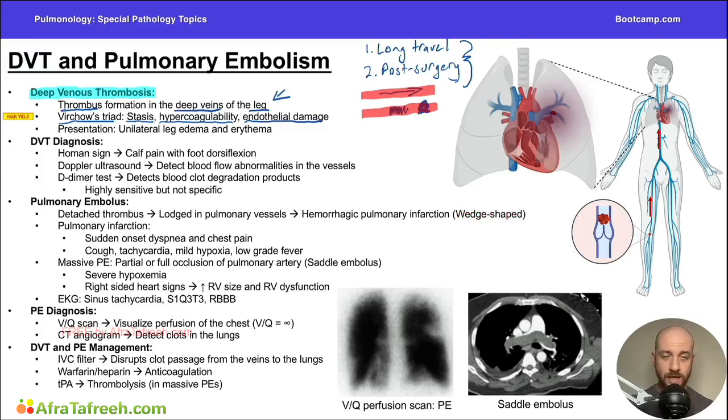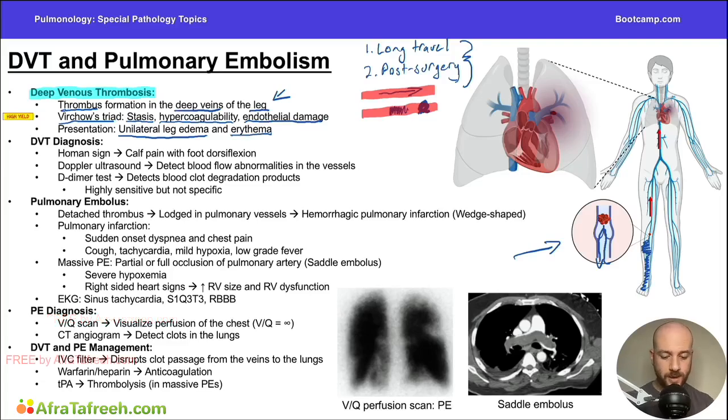So now when we think about how a DVT will present, if we just take a look again at this diagram over here, because of that blood clot that's present, when blood starts to move and drain from the venous system, it can't get past the clot, and so it starts to back up, and so we're going to see pooling of blood in the affected extremity. And this pooling and engorgement of blood in the affected extremity is going to lead to unilateral leg edema if the DVT is in the leg, and erythema.